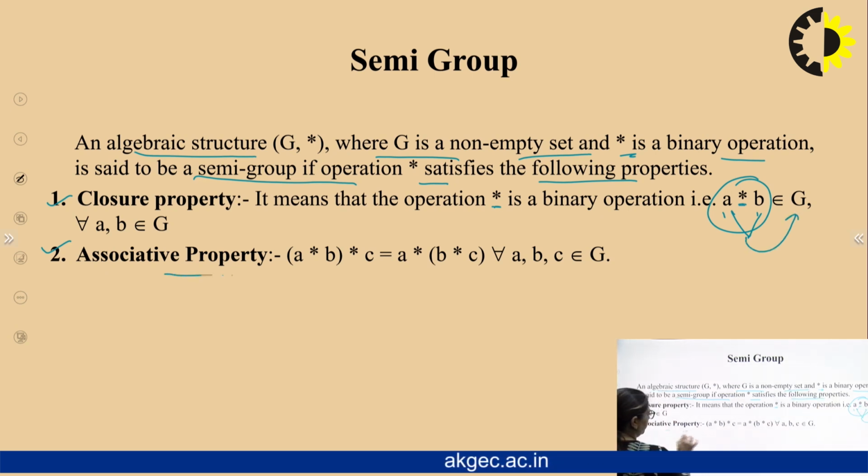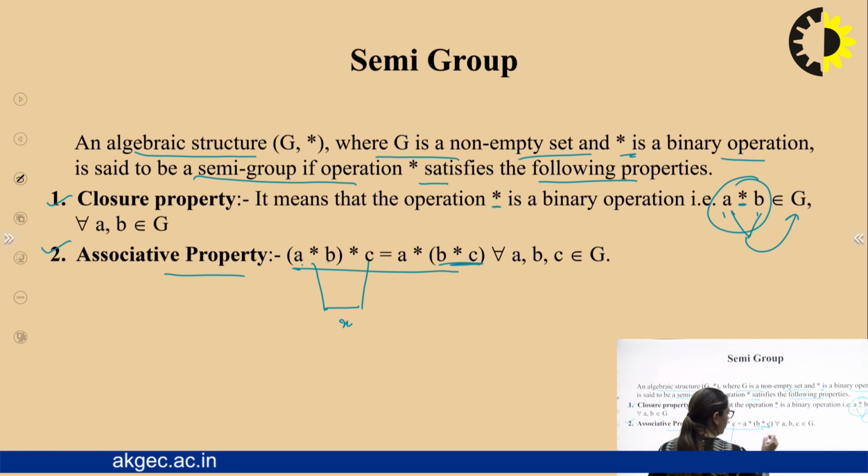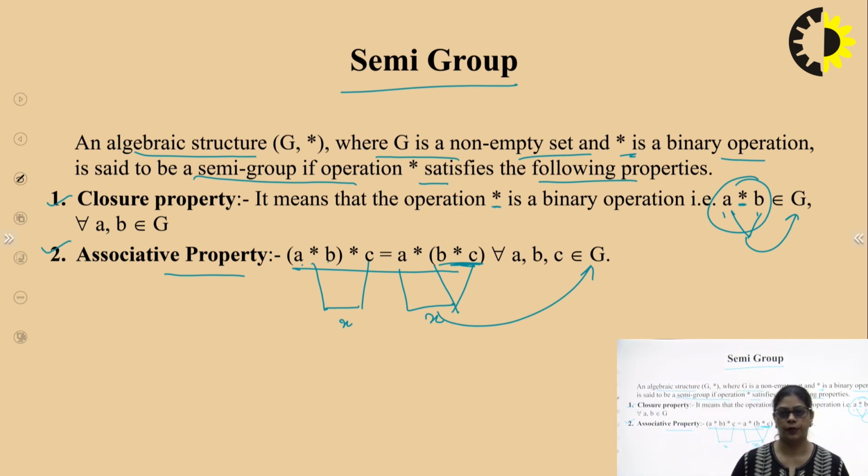And the associative property says if A star B is operated first and the answer is operated with C, we will get some answer here, and if B and C are operated first and then we operate A on it, we will get the same answer, and this will also belong to this set, right. If these two properties are satisfied, then we can say that the set or the algebraic structure we are talking about is the semigroup, right.